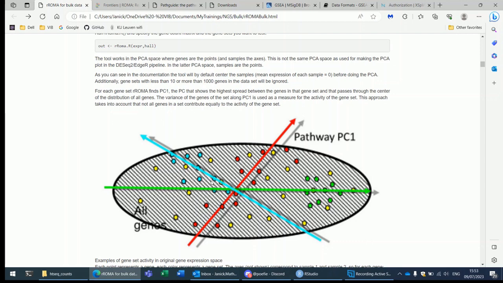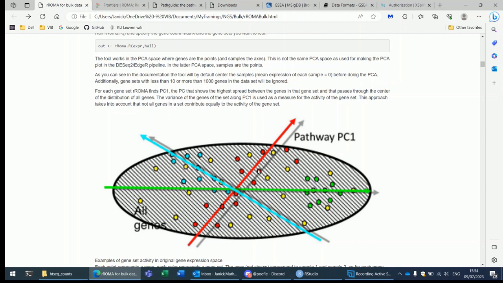And if the spread of the red genes is much higher than the spread of the random gene sets, it will say, hey, this is an interesting gene set. And it will call that gene set over-dispersed. It has a higher dispersion, a higher variability, a higher spread than you would expect based on random gene sets. So that's one thing that it will look at.